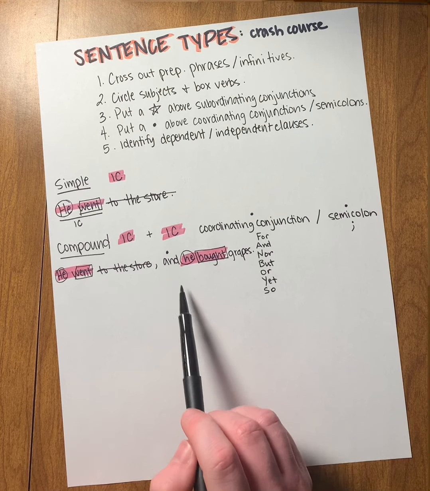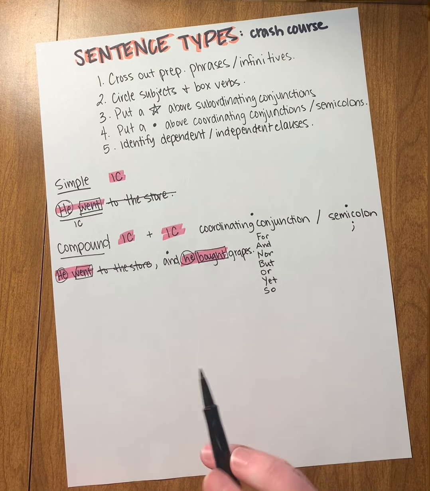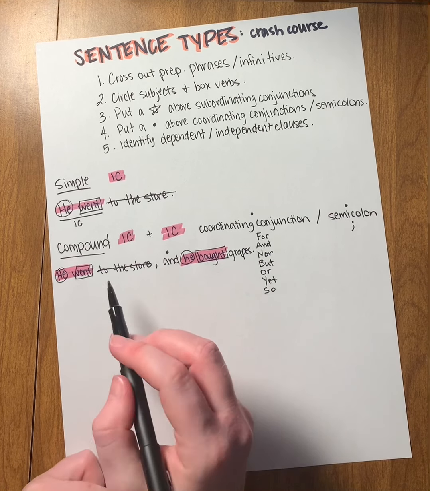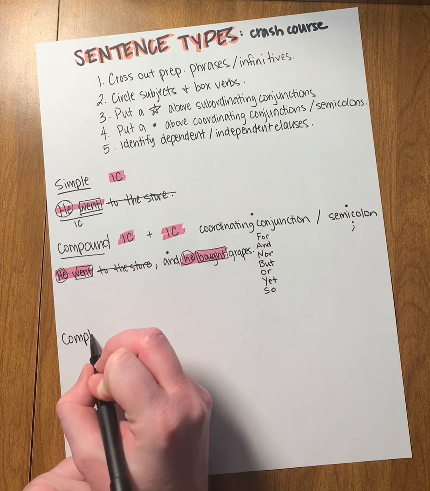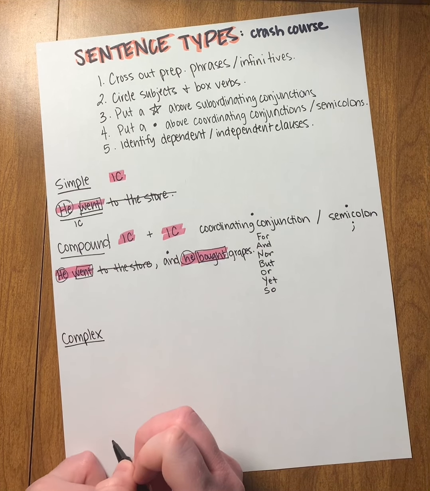He went to the store; he bought grapes. That would also work as a compound sentence. So compound sentence, two independent clauses. The next type we're going to talk about is a complex sentence.